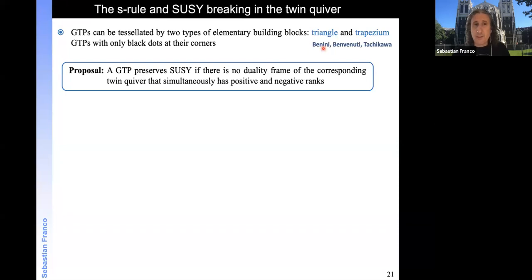The proposal is that the GTP preserves supersymmetry if there is no duality frame of the corresponding twin quiver that simultaneously has positive and negative ranks. That would be like having branes and anti-branes, or a quiver that breaks supersymmetry.